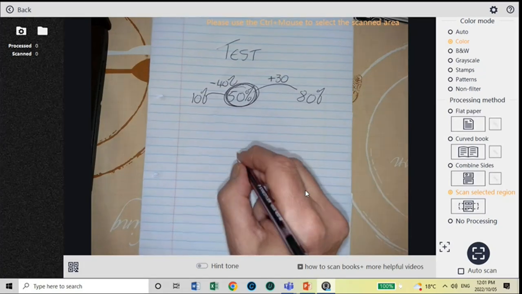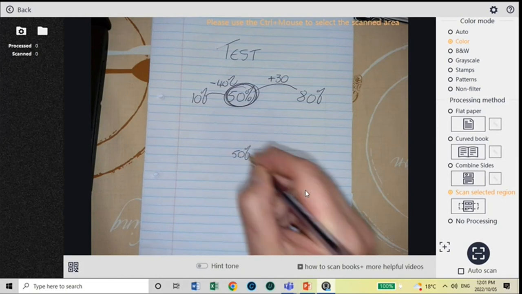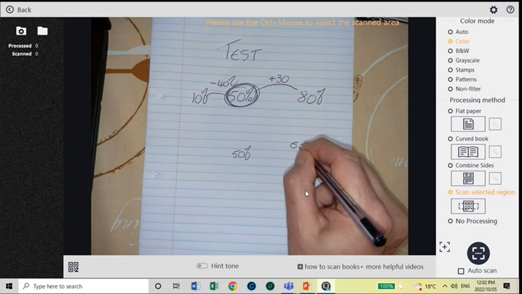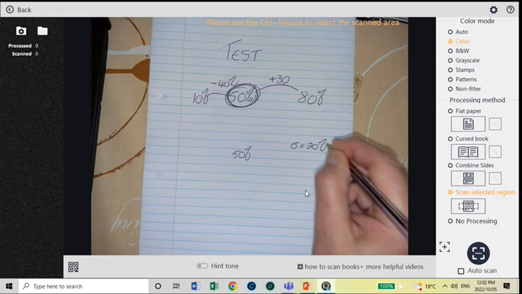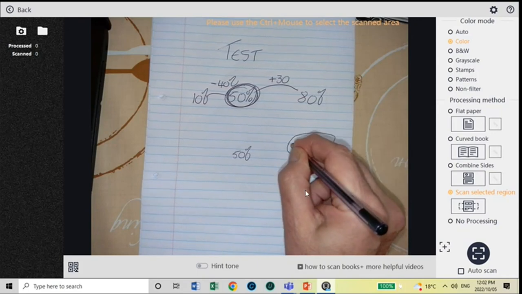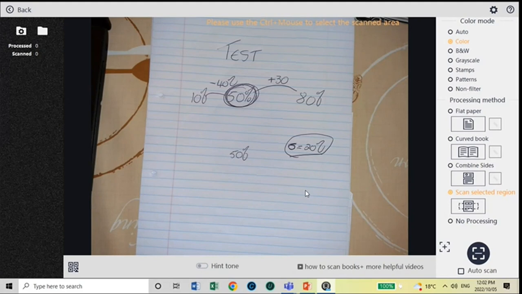So listen to this quickly. If I say the mean is 50% and I say the standard deviation is 20%, then it means the numbers are spread wide. That means you get lots of people that are 20% above the mean, and lots of people that are below the mean. So the marks for this test are all over the place.